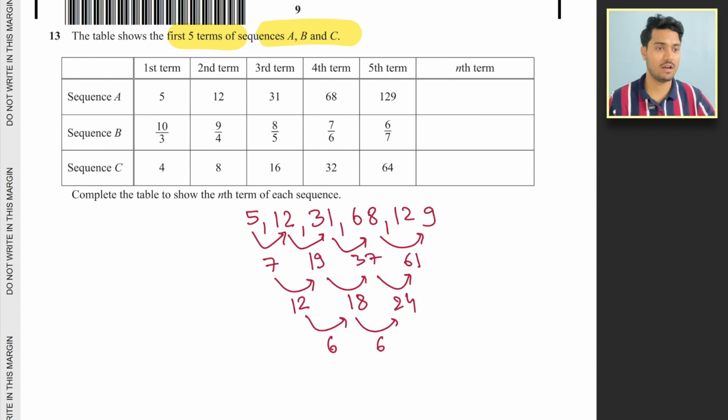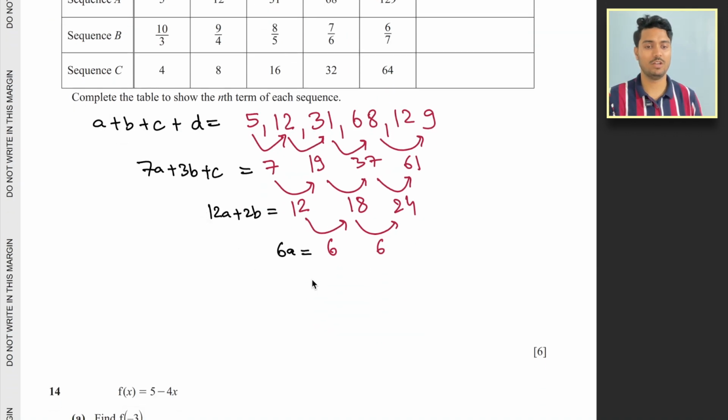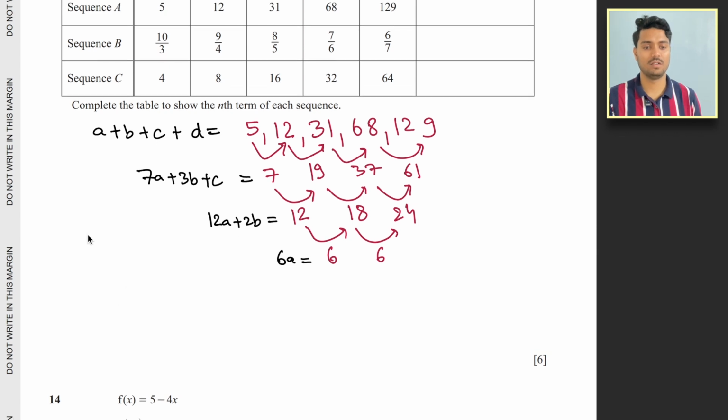For a cubic sequence, we have to apply this formula. 6a equals 6, then 12a plus 2b equals 12, 7a plus 3b plus c equals 7, and a plus b plus c plus d equals 5. So now let's work out the values of a, b, c, and d. We can write 6a equals 6. That means a equals 1.